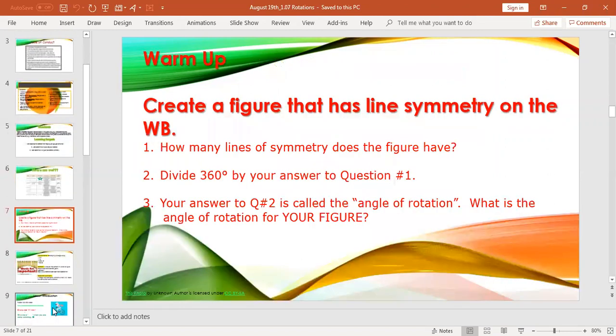All right. So we're going to talk about lines of symmetry. We're going to divide 360 by the number of lines of symmetry that a figure has. And that answer will give you the angle of rotation. So your learning target was you describe an angle of rotation. And that's how you do it. You get a figure, you draw the number of lines of symmetry in there, and you divide 360 by the number of lines of symmetry, and that's your angle of rotation.